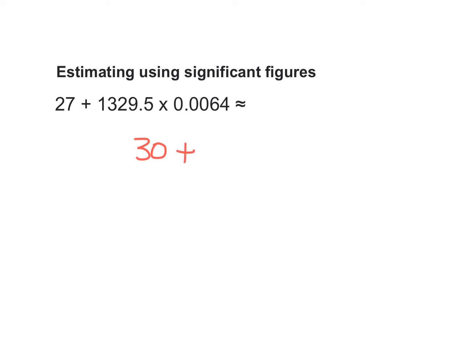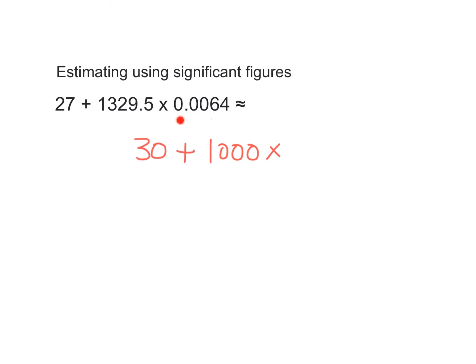Add, what would this number, 1,329.5, what would we round that to? Well, I guess I'd round that one, because that is less than 5, so I'd round that to 1,000. So I'd say 1,000 multiplied by, and if I looked at that number there, I would say my significant figure would be 0, 0, and 6, because that's a 4. So I would say multiplied by 0.006.